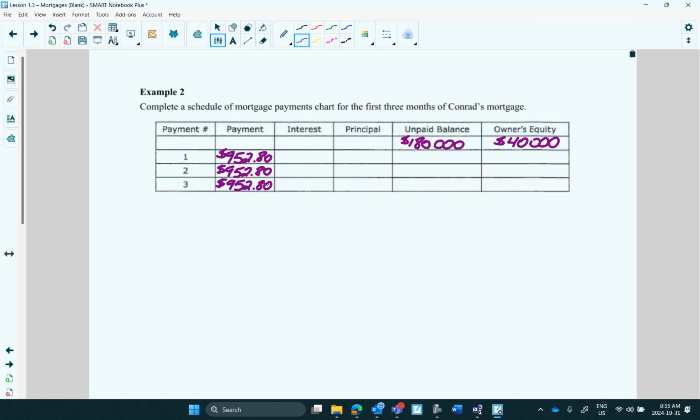So what we've got to do is we need to figure out his interest. Like, how much of the $952.80 is he putting towards interest? Well, his interest rate is 2.5%, right? So to calculate his interest, we would take the amount that he's paying, 2.5% of that is going towards interest. And remember, this 2.5% is per year. So we've got to divide by 12 to get the monthly interest he's paying.